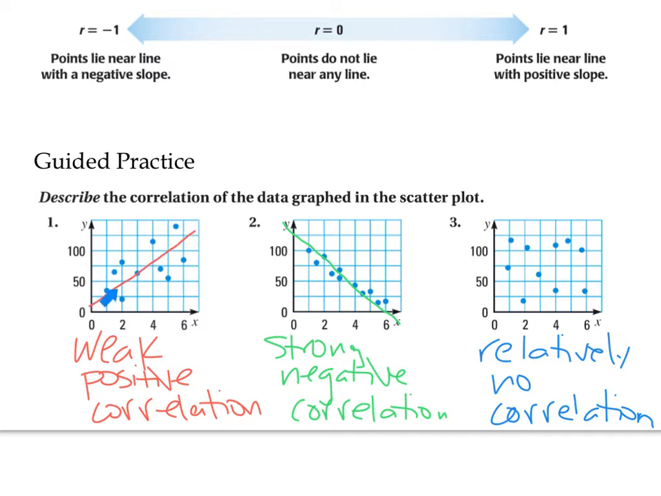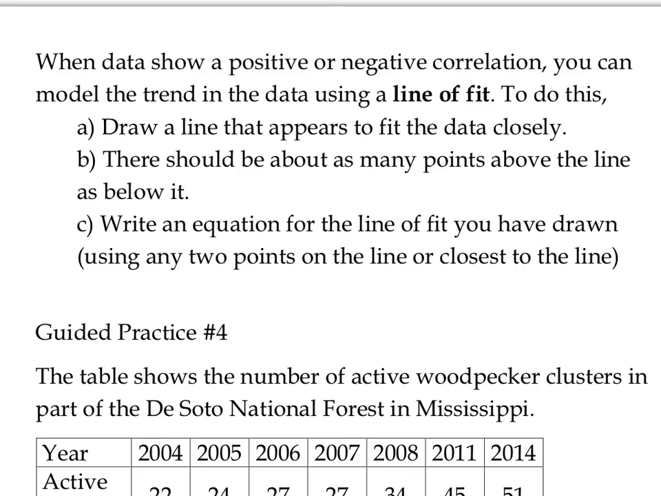There's not a single line that goes through these points, or it would jump all over the place, even here, even though they're close. Those aren't all on a straight line, but we could fit a line that kind of goes through there. Look at what we can do to draw those lines that fit the data. Those are called a line of fit.